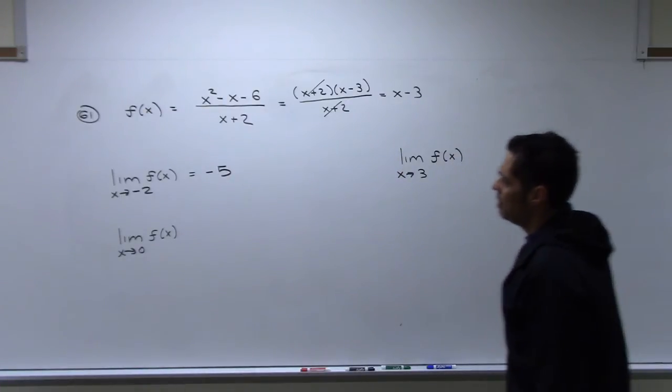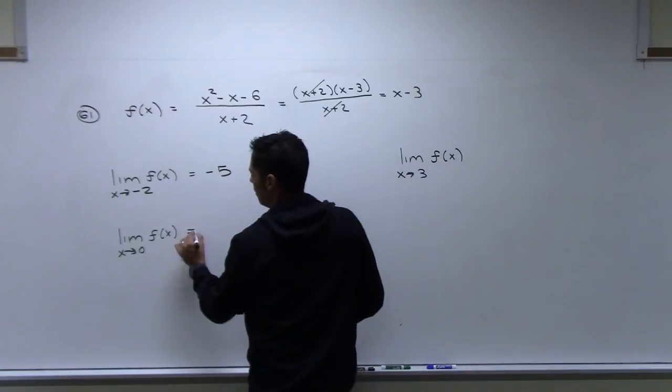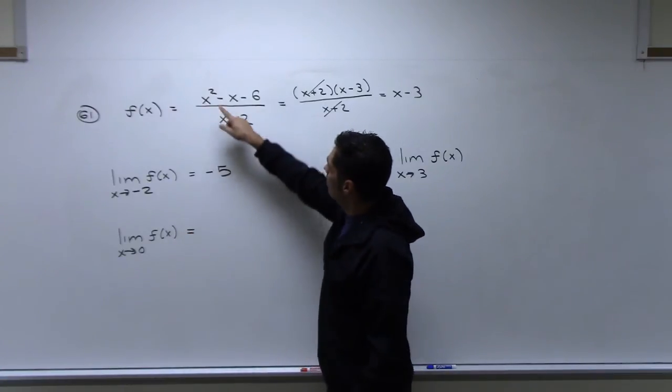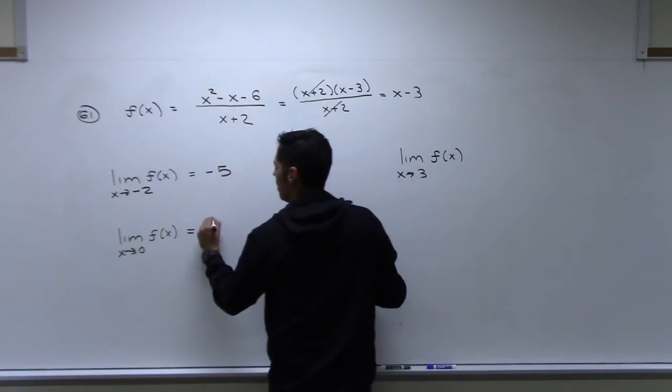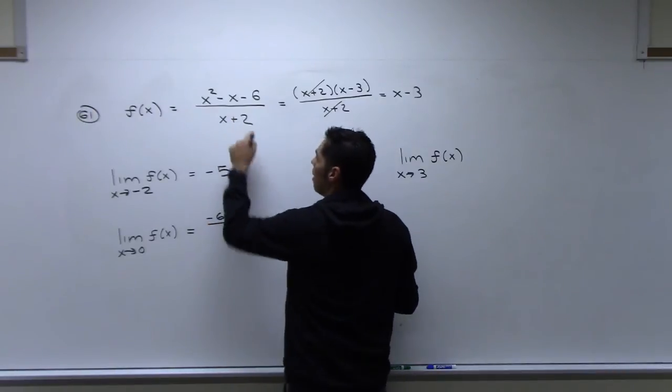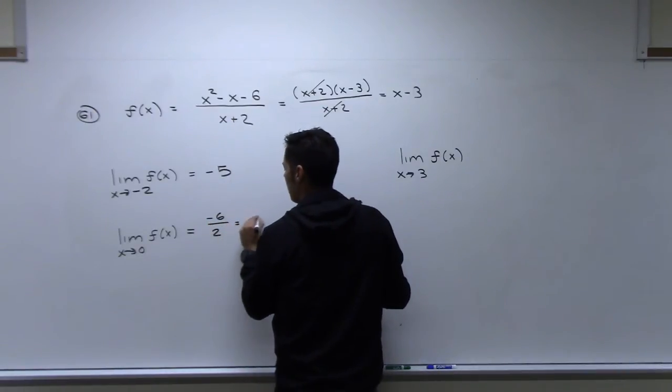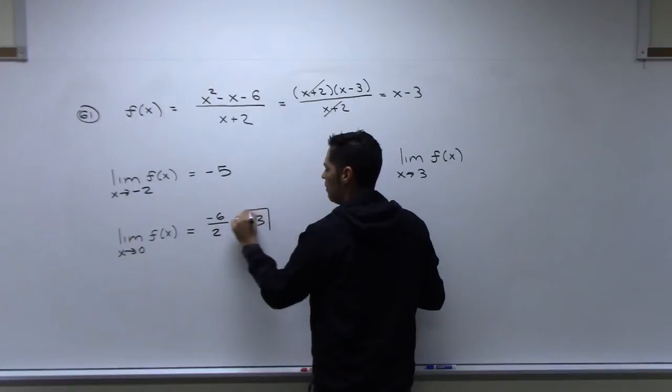Good. Now let's plug in 0. See what happens, direct substitution. 0 up top gives us -6. 0 on the bottom gives us 2. And that's just -3. And there's no problems there. No division by 0, we're done.